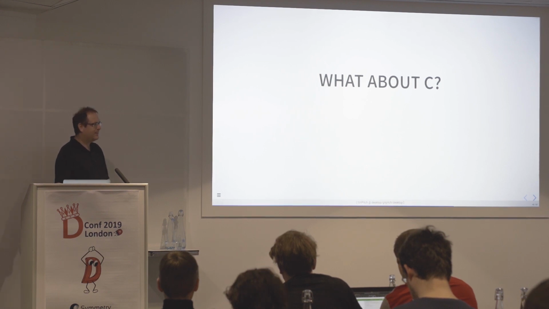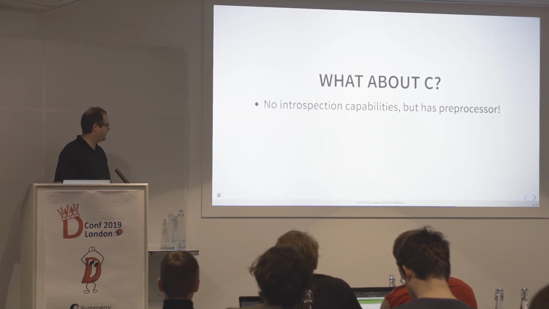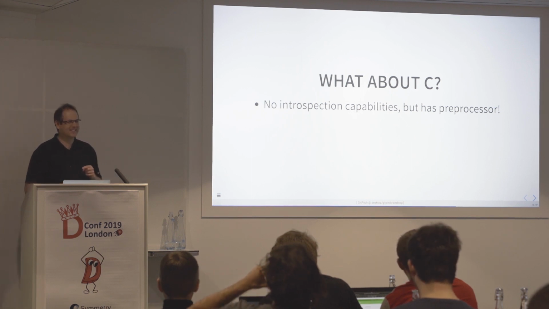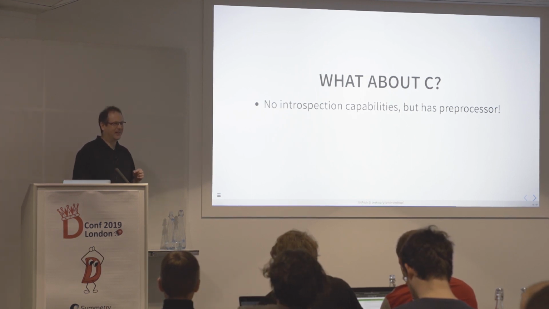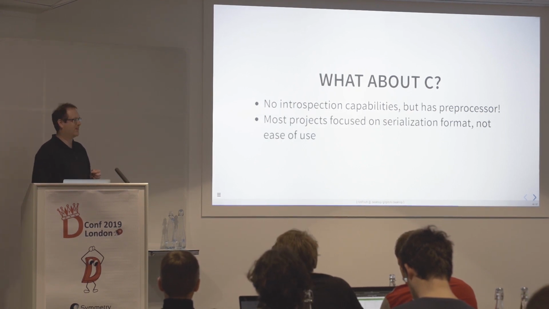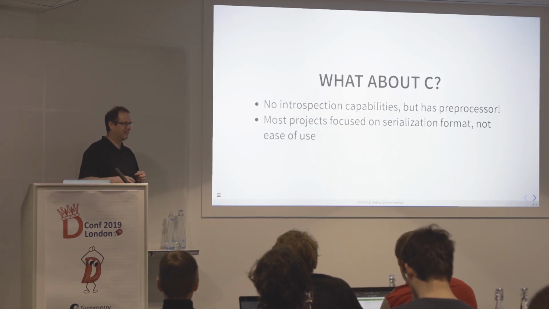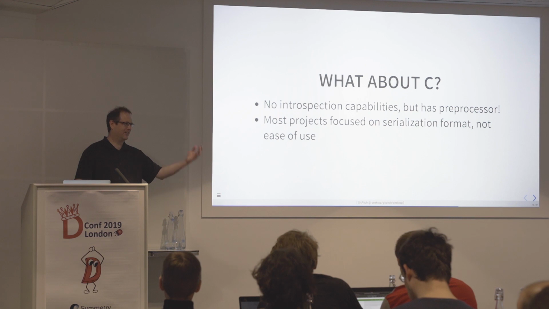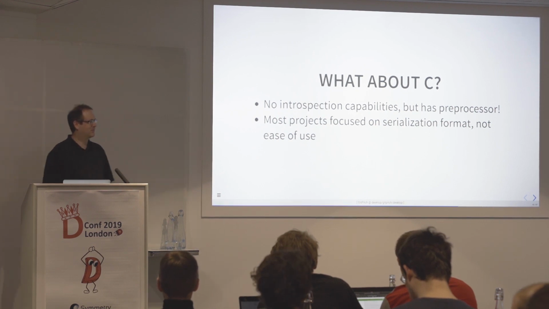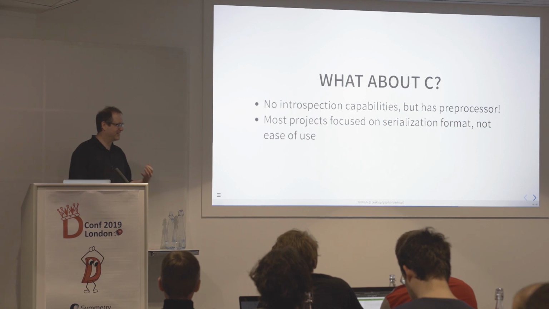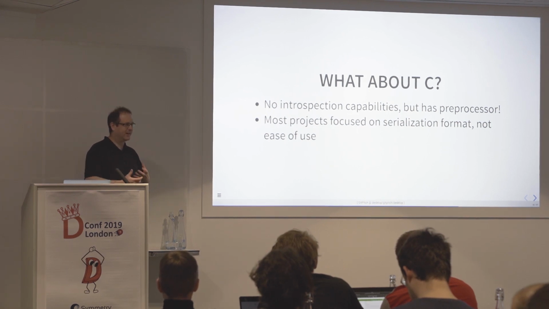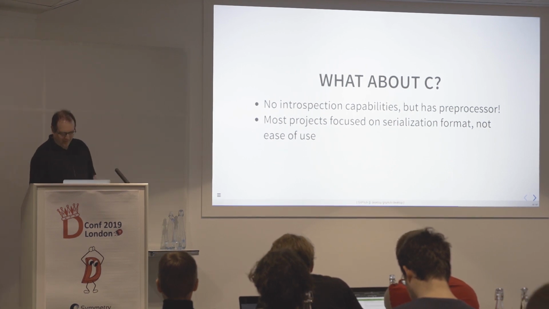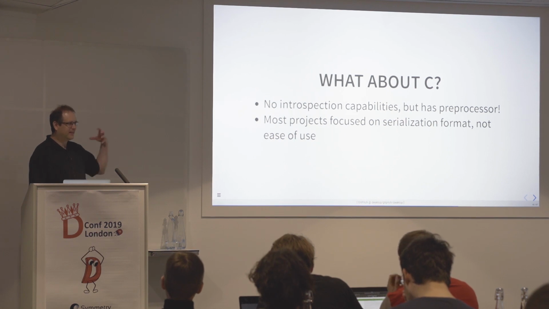What about C? So C has no introspection capabilities, but it has the preprocessor. So there are ways to generate boilerplate this way, but funnily enough, I found no projects that do that. Oh, GTK does it. GTK does it? Okay, so there you go. So there are some specific projects that do, but I couldn't find any. Most serialization libraries were just focused on the serialization format and getting that right. You still have to make all the calls, serialize an int, serialize a double, whatever. But not the ease of just taking a type and saying, serialize this thing like I would do it.